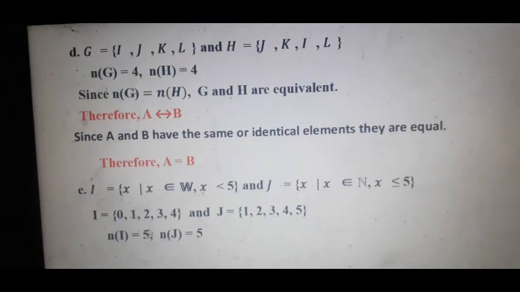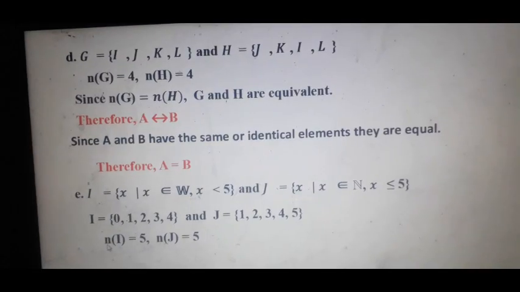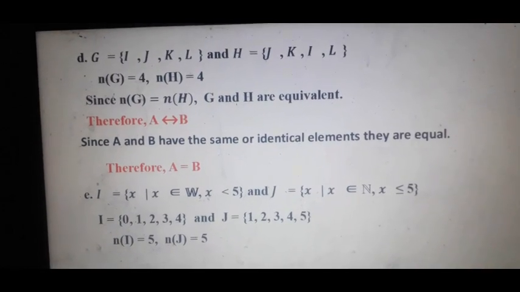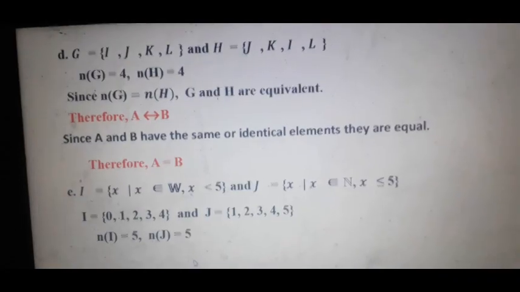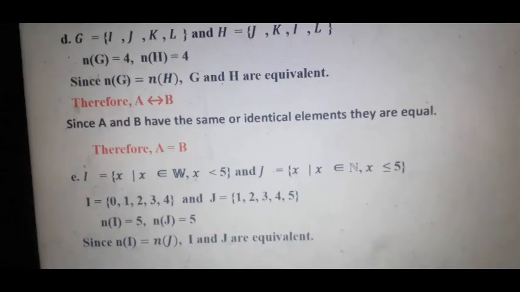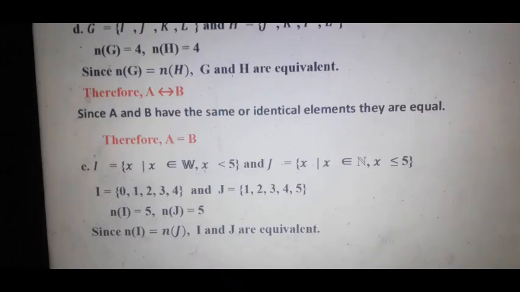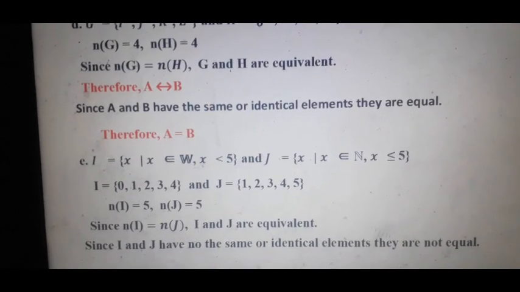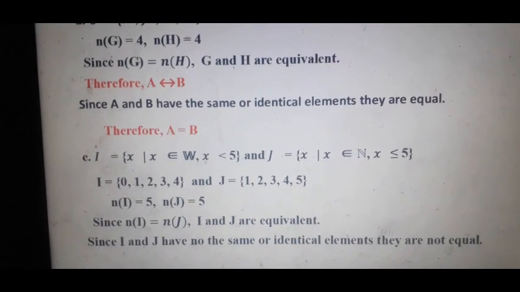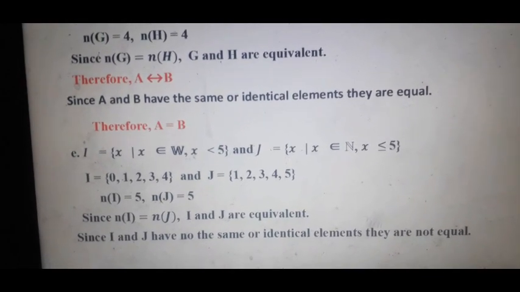So they contain an equal number of elements. I has 5, J has 5, and since they have an equal number of elements, they are equivalent. Since the number of elements of I and the number of elements of J are equal, I and J are equivalent. Since I and J do not have the same or identical elements, they are not equal.